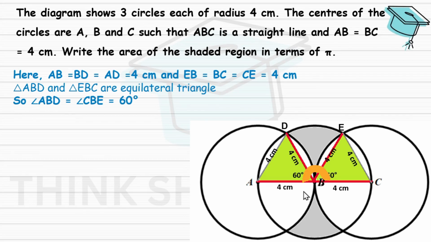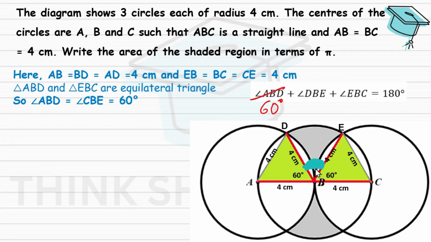And we know that the sum of the angles on a straight line is always 180 degrees. So that is why angle ABD plus angle DBE plus angle CBE, that is 60 again, is equal to 180 degrees. So from here I can calculate angle DBE, which is equal to 60 degrees.